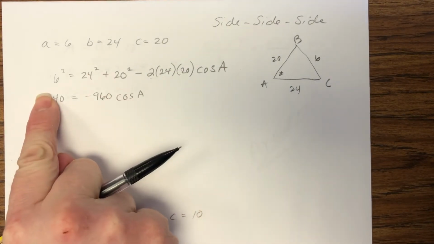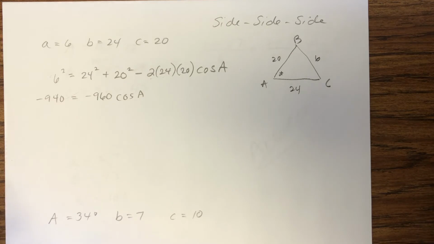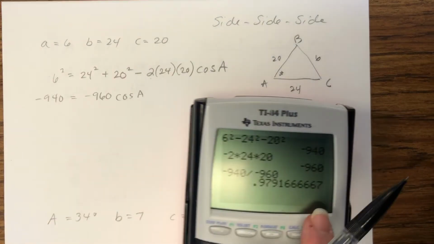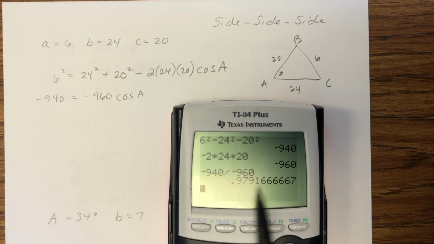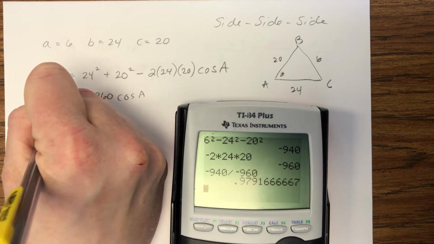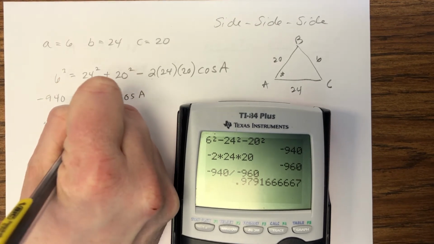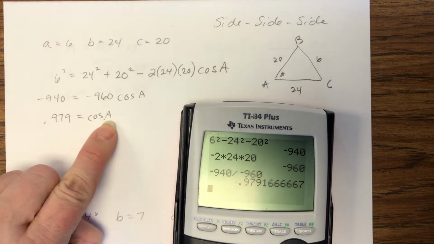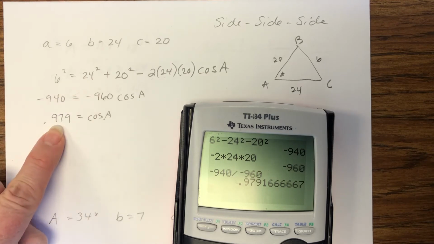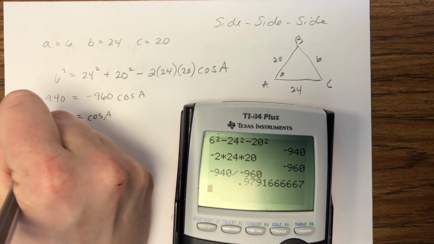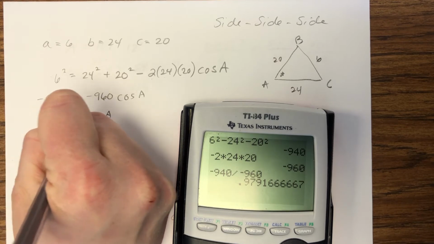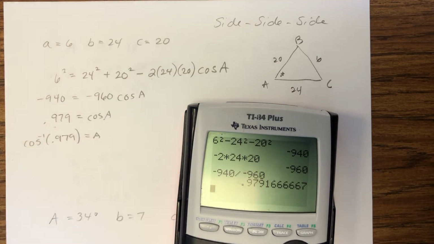Then I divide by this number, okay? So I take a negative 940 divided by a negative 960. And I'm going to keep that number on my calculator, okay? I'm not going to use a decimal approximation. You certainly can write something down. This is like a 0.979 equals the cosine of A. To find A, then, I have to do the inverse cosine of this. So the inverse cosine of this 0.979 equals angle A.